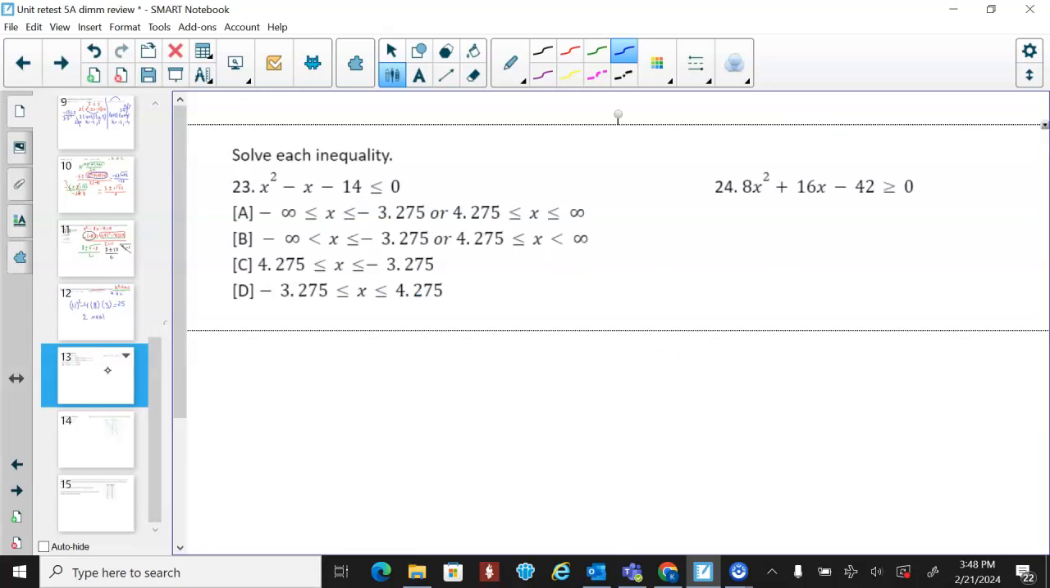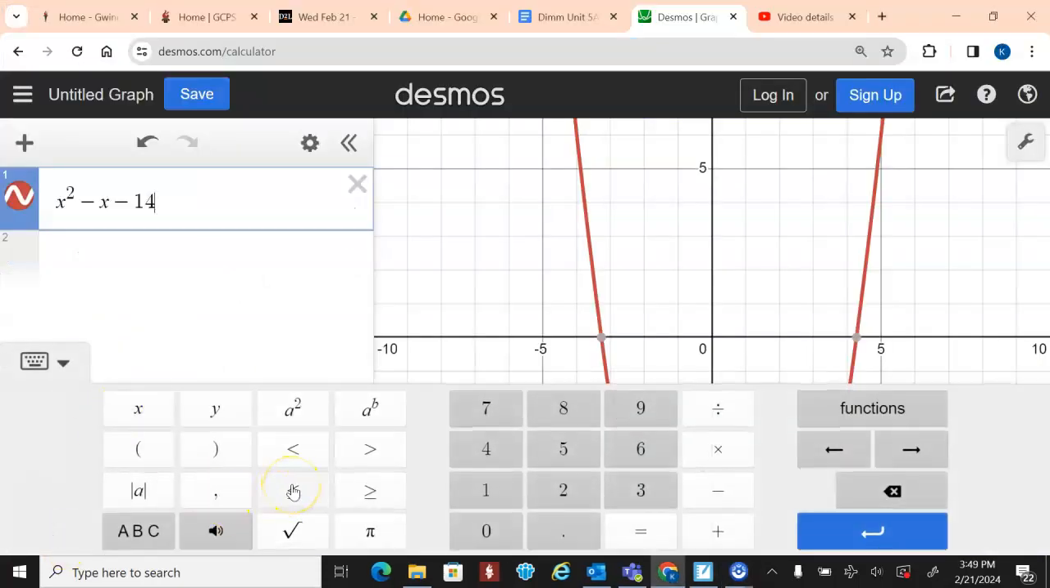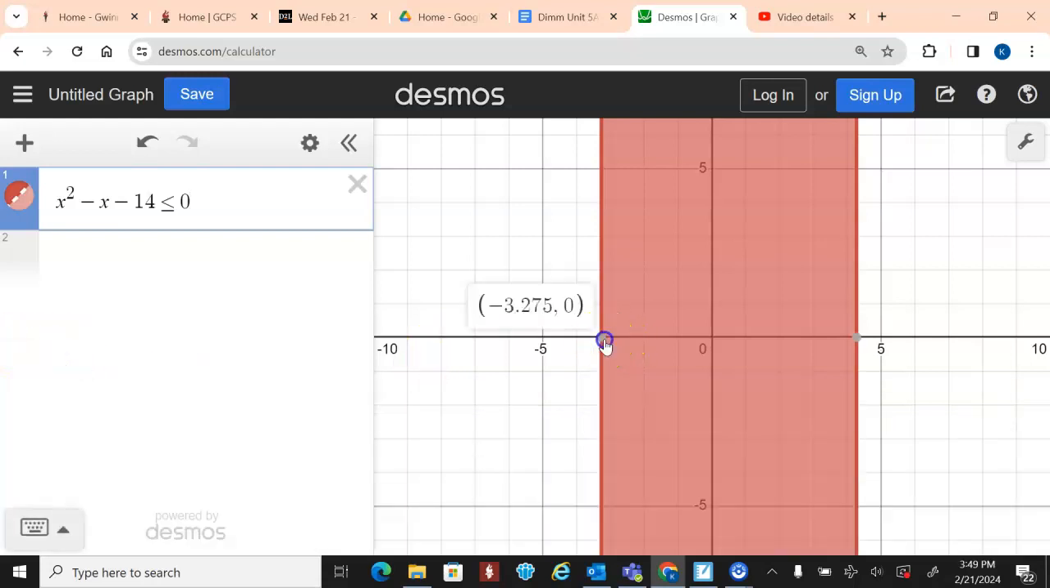This is an inequality, so we're going to graph that just to make sure we got it correctly. So I put it in Desmos. It's x squared minus x minus 14 is going to be less than or equal to 0. We'll graph it here for you guys. Here are your points, and it is in between points. So now, what does that mean?